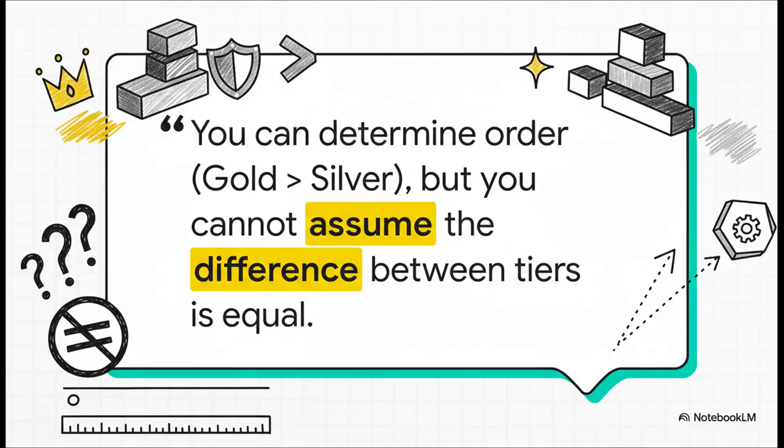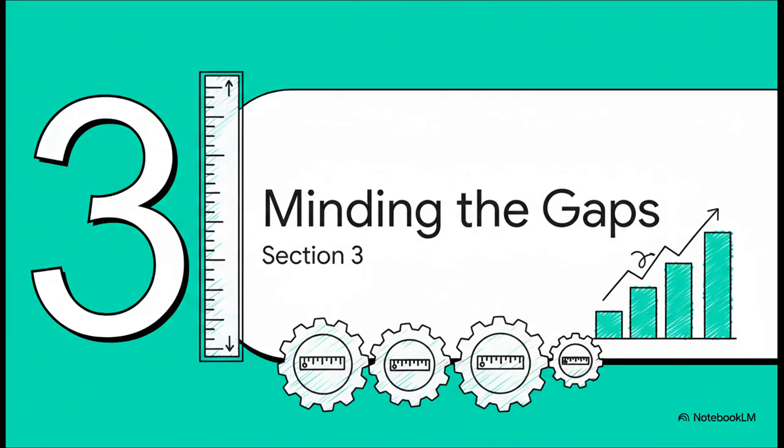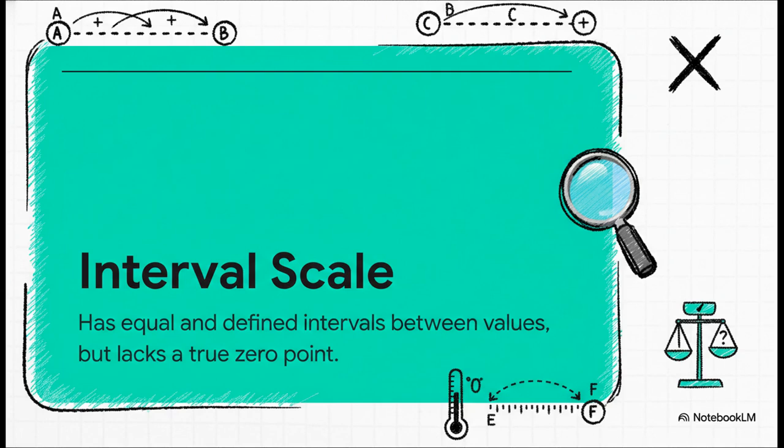So, to put it really simply, you can say gold is better than silver for sure, but you absolutely cannot assume that the value difference between bronze and silver is the same as the difference between silver and gold. And that limitation? That's exactly what our next level is here to solve. Okay, so our next big challenge is to actually measure those gaps. We need a scale where the distance between each and every step is consistent, equal, and meaningful. Welcome to the interval scale.